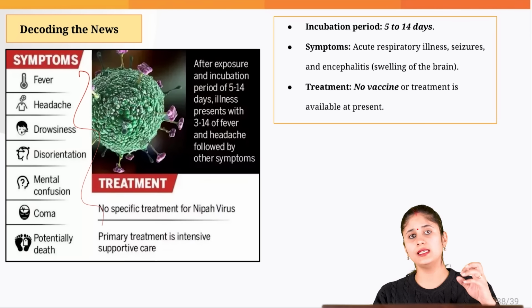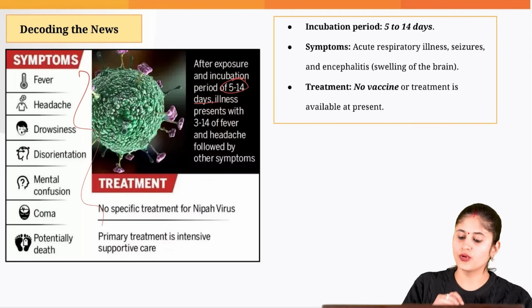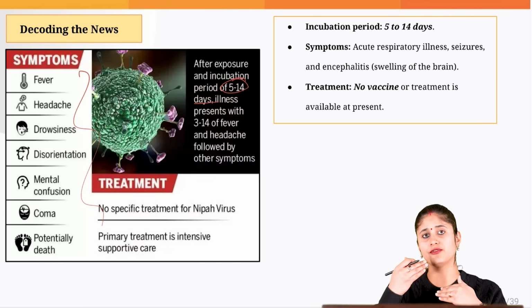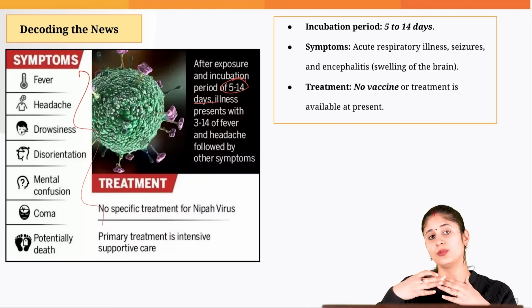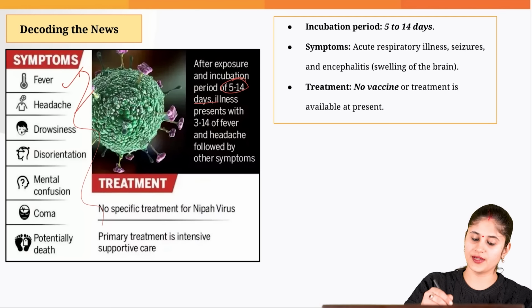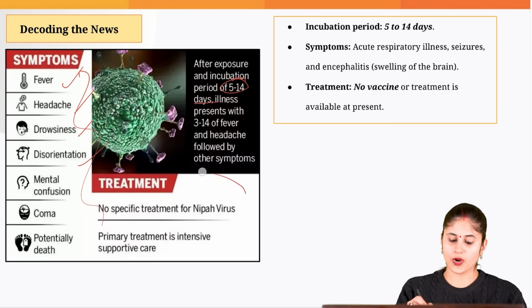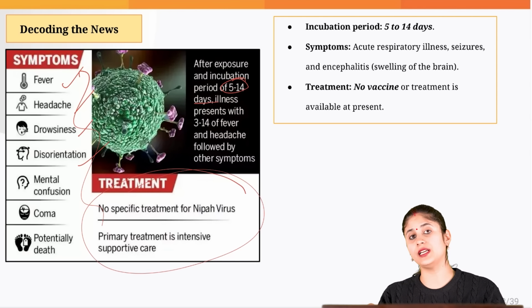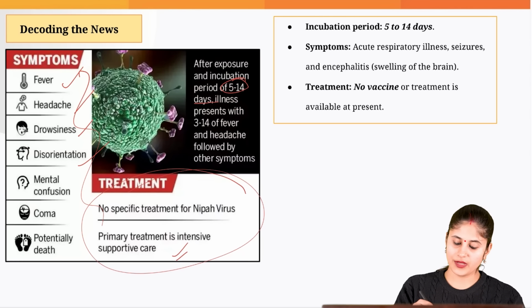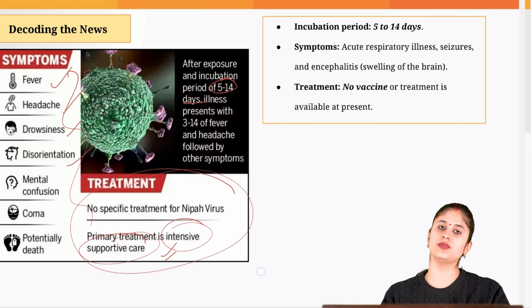You need to understand that the symptoms of this virus start showing after 4 to 5 days. Once you get infected, after 5 to maybe 14 days, the symptoms would start showing in your body. The symptoms are fever, headache, drowsiness, disorientation, mental confusion, etc. The problem is, as I told you, there is no specific treatment for this virus, and we basically rely on intensive supportive care. That's all that we need to know in today's Analyst.